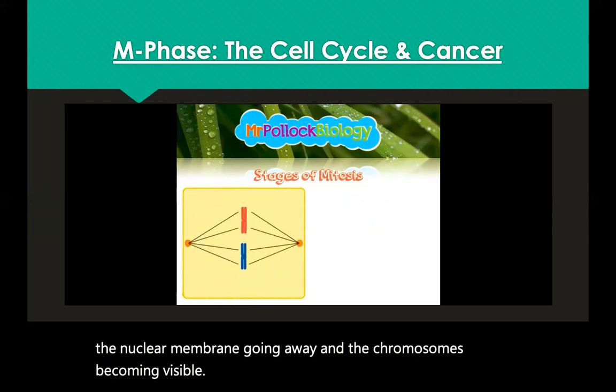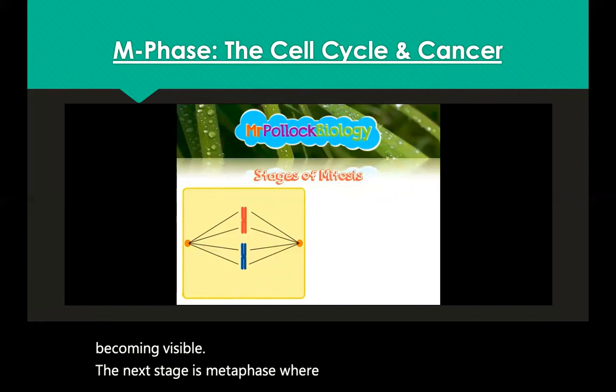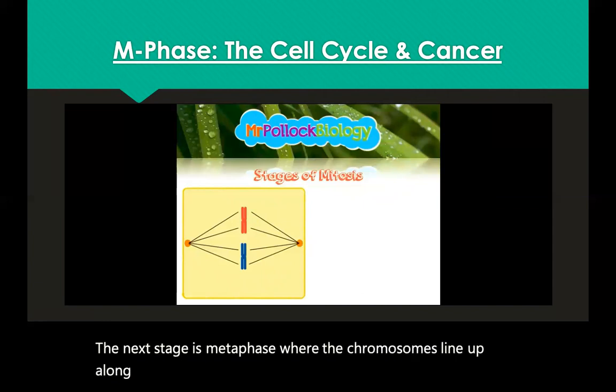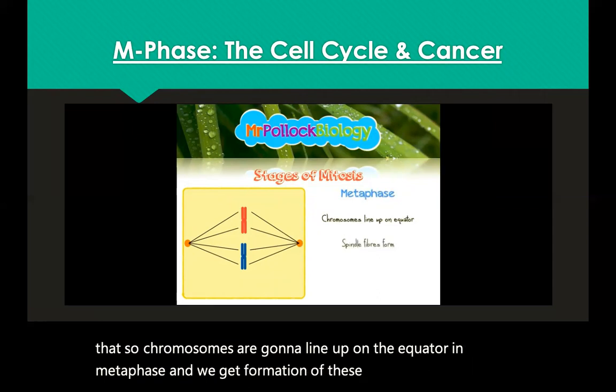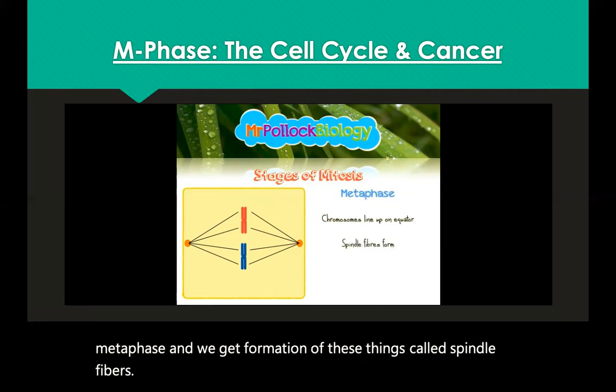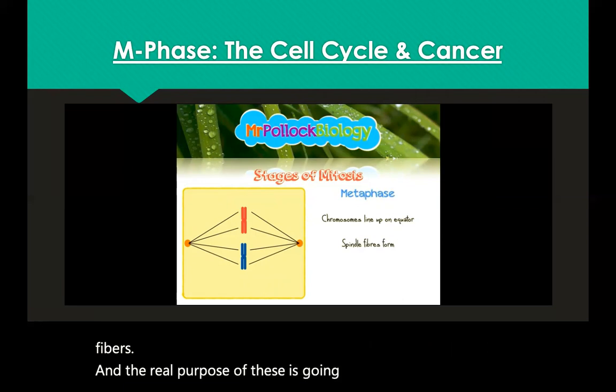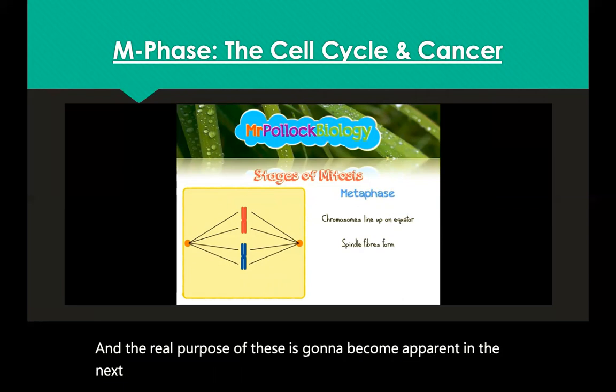The next stage is metaphase, where the chromosomes line up along the center of the cell. Apologies for the sketchy animation there. So chromosomes are going to line up on the equator in metaphase, and we get formation of these things called spindle fibers. And the real purpose of these is going to become apparent in the next stage, which is anaphase.